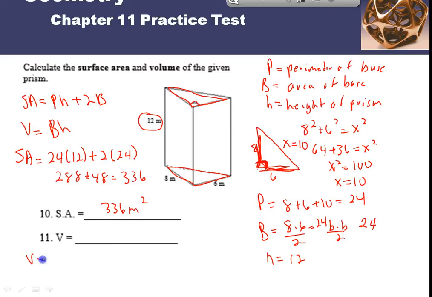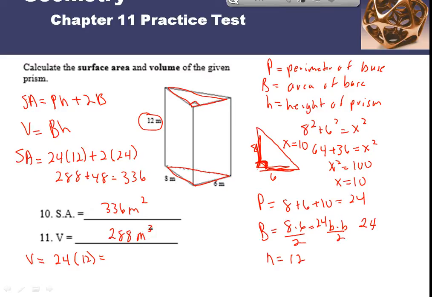Now I gotta find my volume. Now my volume, remember, is big B times H. So big B is 24 and H is 12. And that was 288. Oh no. Oh, that's so funny. The perimeter and the area of the base are the same in this particular case. Let me just double check that that's right. 8 plus 6 is 14 plus 10 is 24. That's right. And 8 times 6 is 48 divided by 2 is 24. They are. And 24 times 12 is 288. Okay, so good. So my volume is 288 meters cubed.